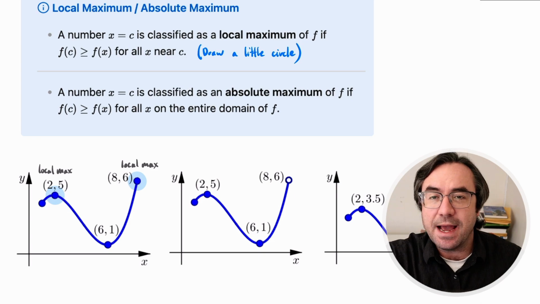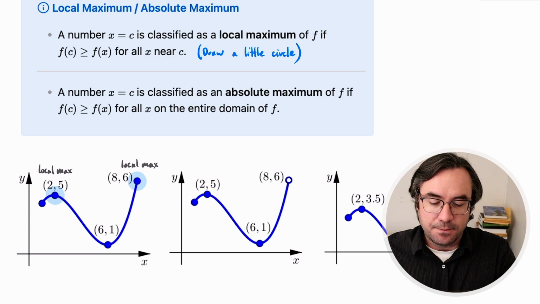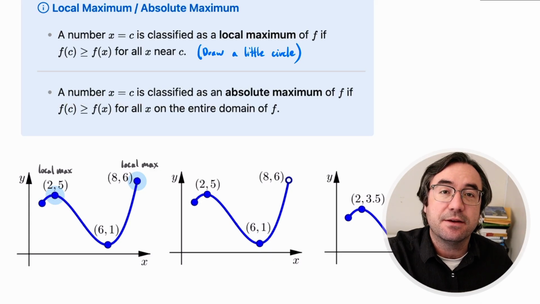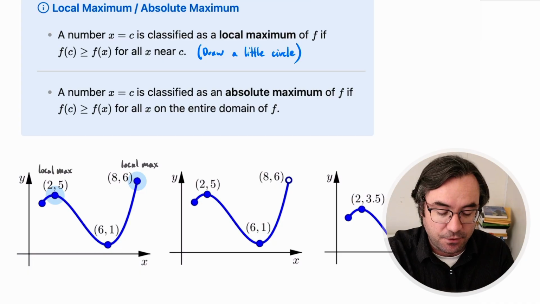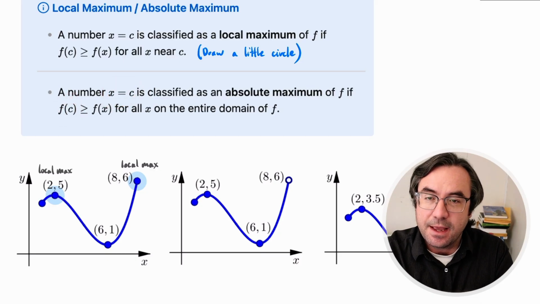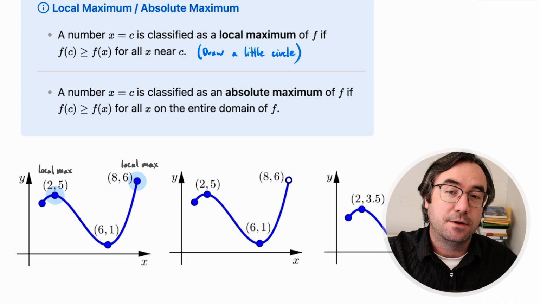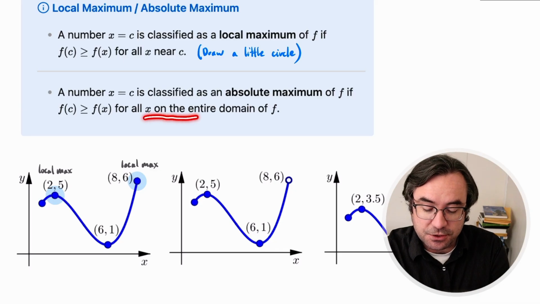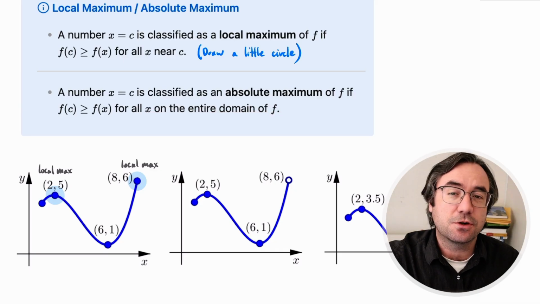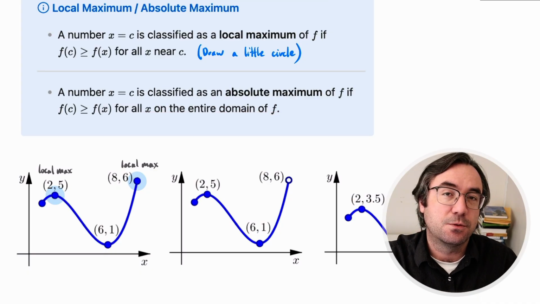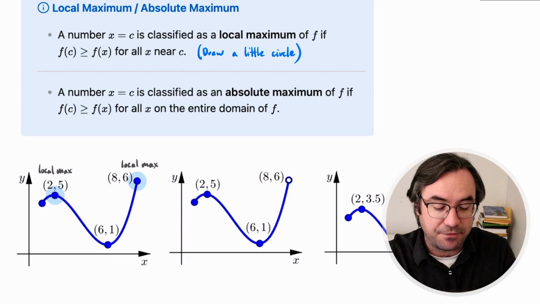Now an absolute max, same idea. We would consider a number x equals c to be classified as an absolute maximum for our function if, when we take that number and plug it in, the function value we get is bigger than all of the function values, where we're not just restricting ourselves to a little circle anymore. We're looking over the entire domain of f, so we're really looking at the entire graph.